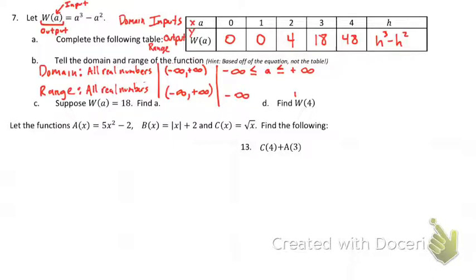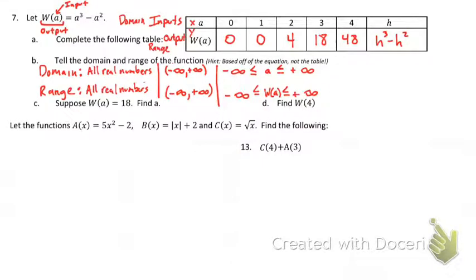Interval notation, we use the same language, okay? But instead of A being our input, our output has this name. Our output is W of A. But we write it exactly the same.